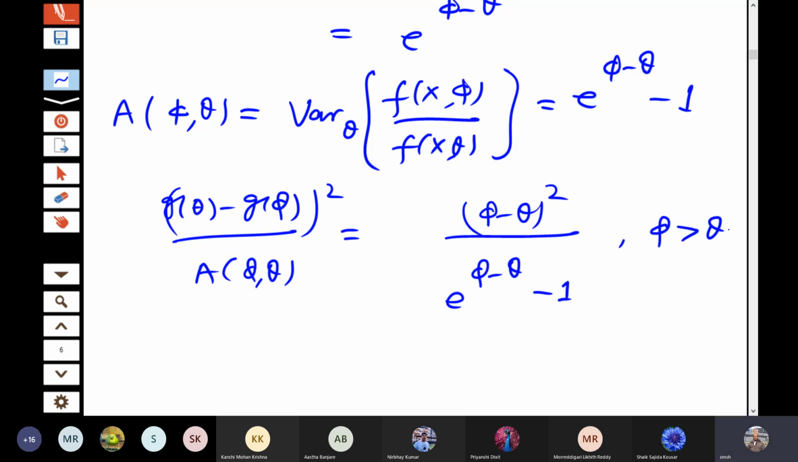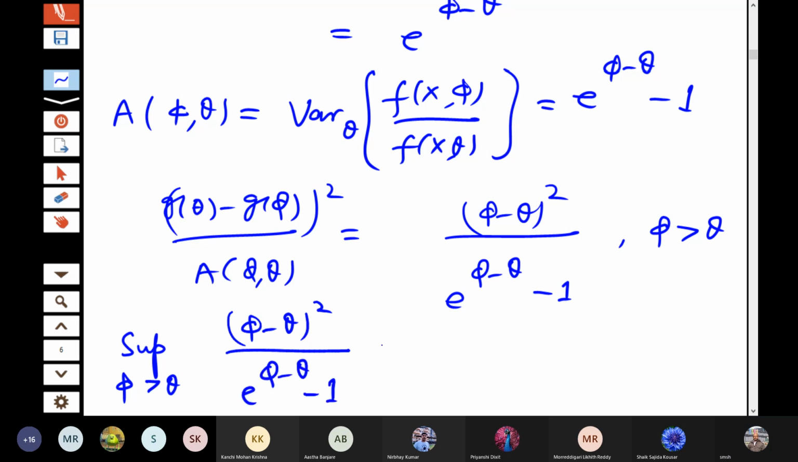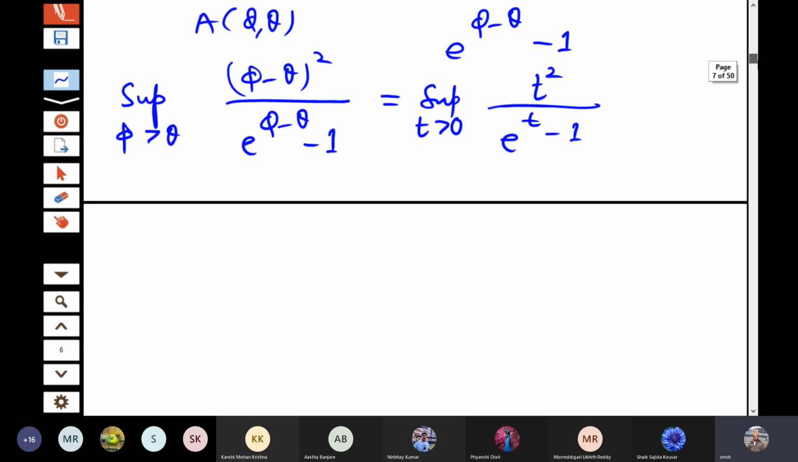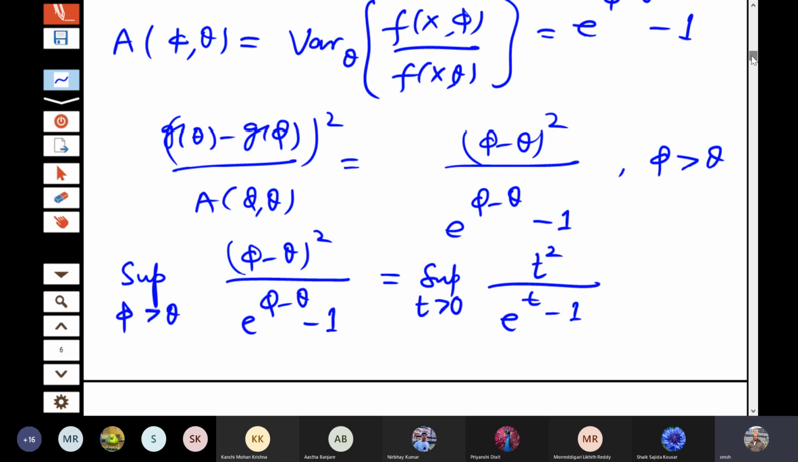Okay. So we want to find out the supremum of this with respect to phi. So I can put phi minus theta equal to say t, then it is nothing but t square by e to the power t minus 1. Again, it is a very straightforward function. In your maths 1, etc., you have done this kind of problems. Suppose I call this function ht, then you look at the behavior of ht.